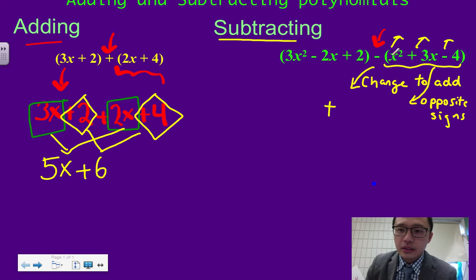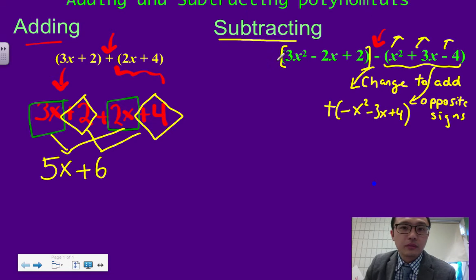in the opposite. So this x squared is a positive x squared, so it changes into a negative x squared. This is positive, so it changes into negative. That's negative, we'll change that to a positive. For the first bracket, however, there are no negative signs in front, so we can just get rid of the brackets by writing everything inside. Just keep it all the same.